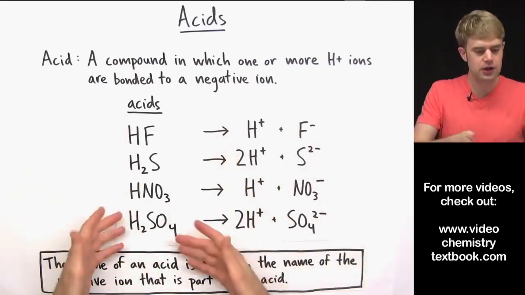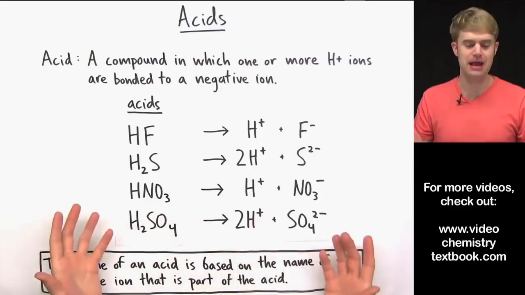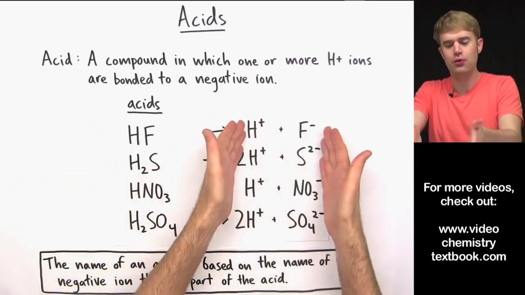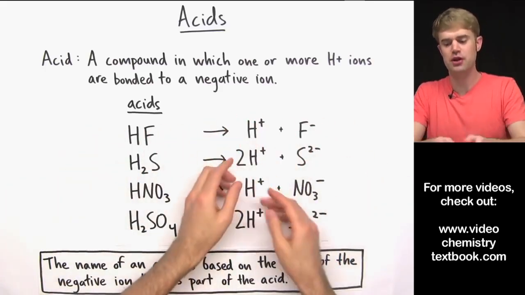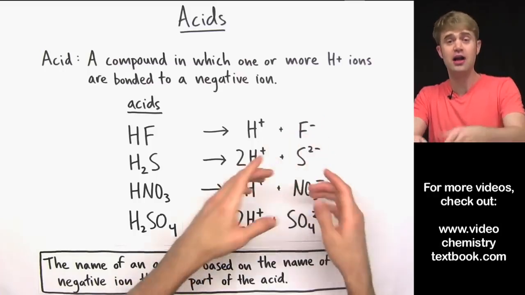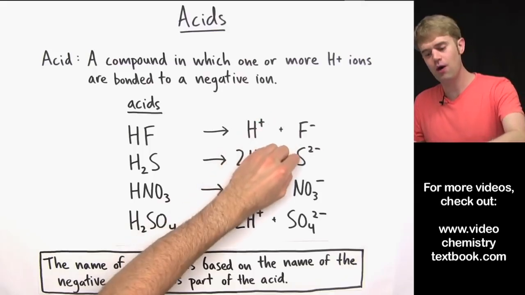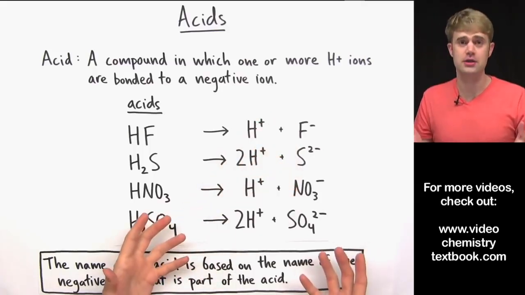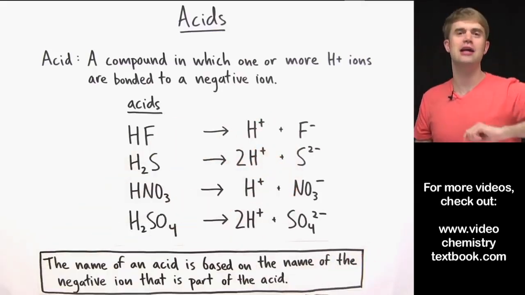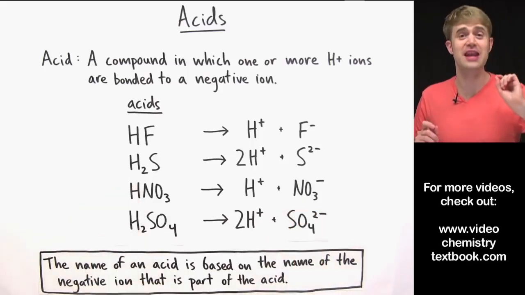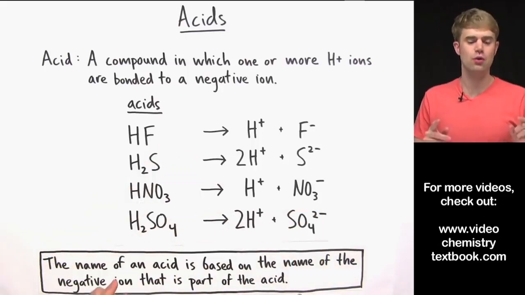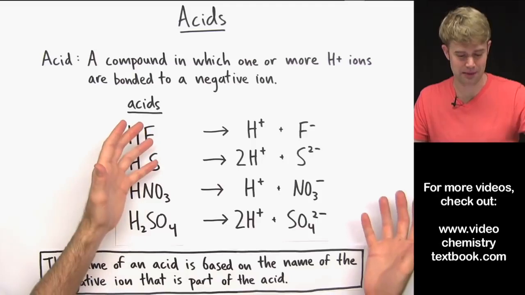So, when I look at the formula for an acid and I want to name it, I've got to separate it, just like I did here, into the H+ part and the negative ion part. I've got to figure out what this negative ion is. Then, I figure out what the name of the negative ion is. And then based on the name of that negative ion that I've figured out, I can then write the name for the acid. So let's talk about doing this with a few examples.